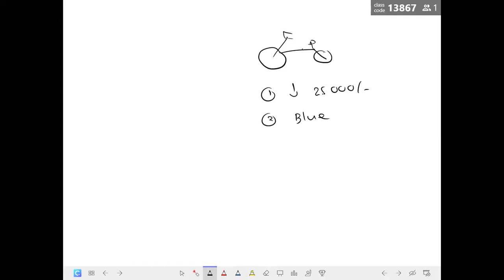My first question is, if you are going to consider these two conditions, that means if you are going to buy, definitely the bike must be less than 25,000 and it must be blue color. What kind of logic gate is suitable for taking the decision or representing the condition? Type it.